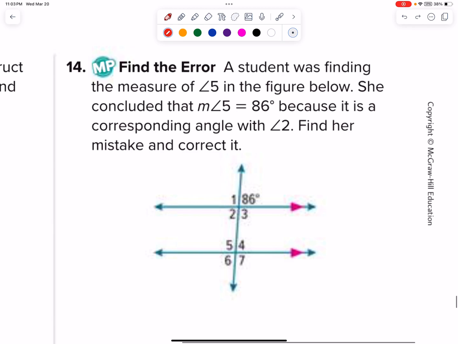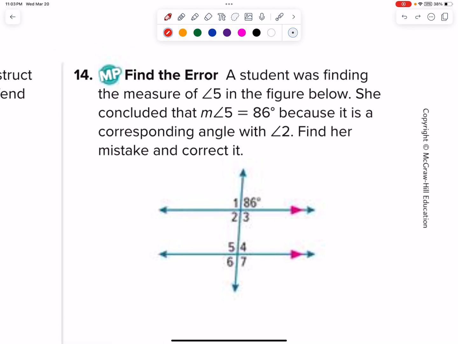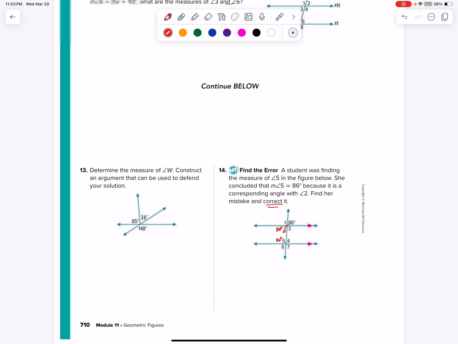Always prove it. And then the last one is an error analysis one. They're finding the measure of angle 5. They concluded that angle 5 is 86 degrees because it's corresponding with angle 2. Find her mistake and correct it. So they know that angle 2 is vertical, so angle 2 is 86. So they're saying angle 5 is 86 because they're corresponding. Is that true or not true? Explain what the error is, but also fix it. Okay, all right, there you go.